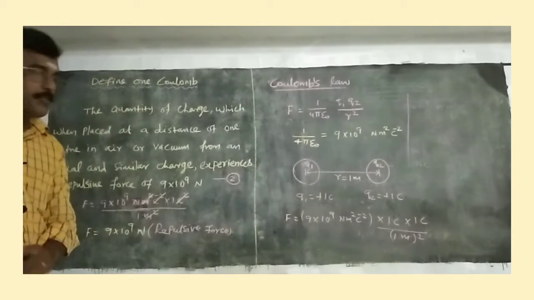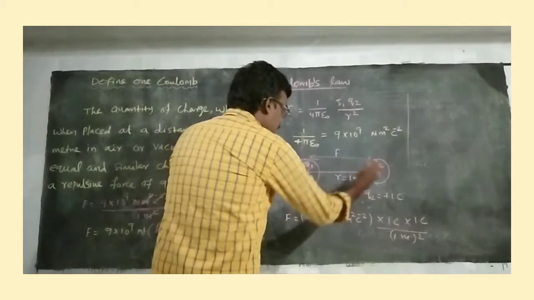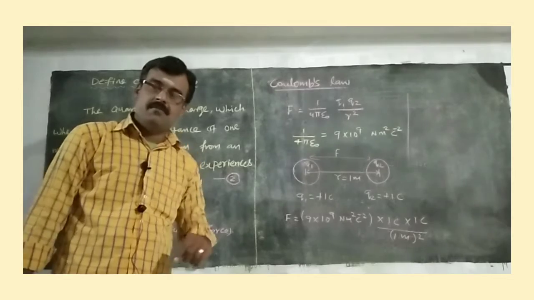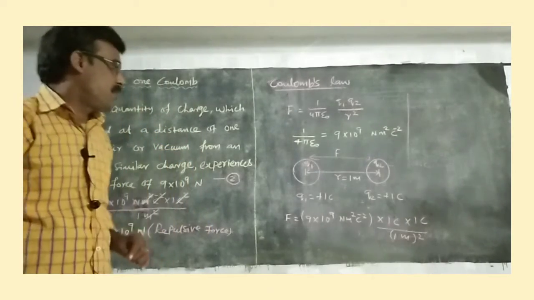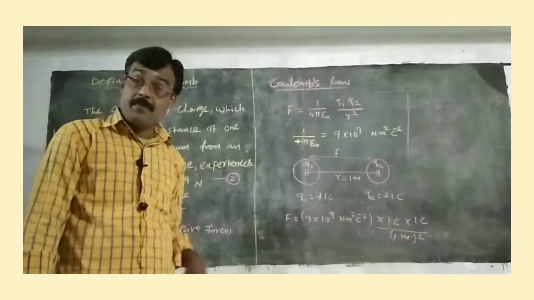This is the repulsive force created in between these two charges. Whenever you take similar charges, the value of 1 coulomb and 1 coulomb, we are getting the repulsive force.